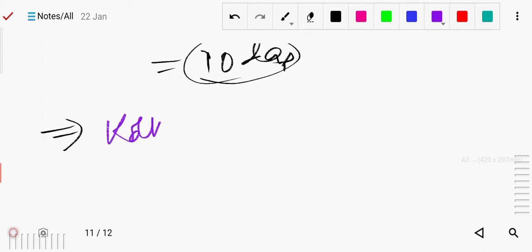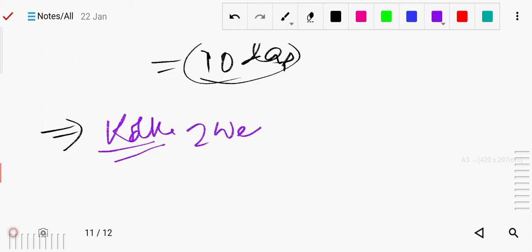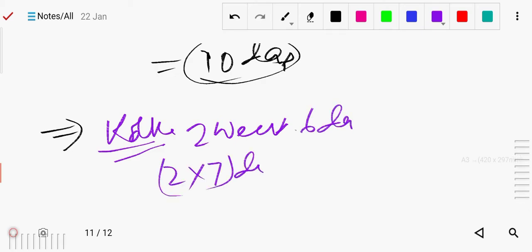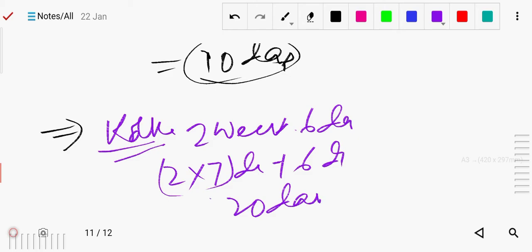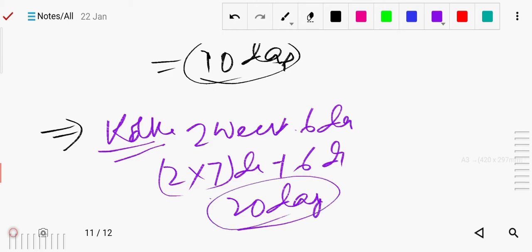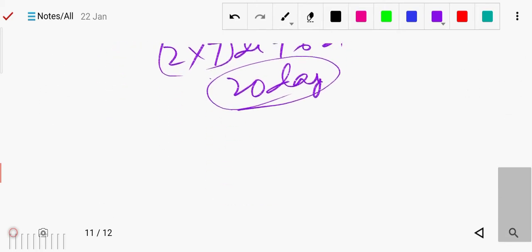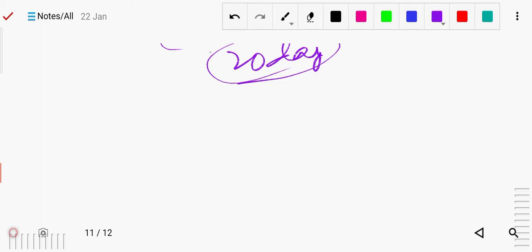Okay, in Kolkata she stayed for 2 weeks and 6 days. 2 weeks means 2 into 7 days plus 6 days, so it will be 14 plus 6, so that is 20 days. Okay, you can solve. So in Kolkata she stayed 20 days. So now you can find how much she stayed in total.